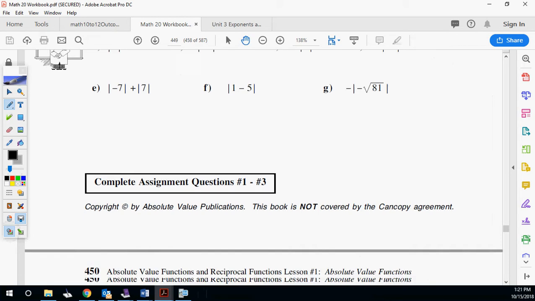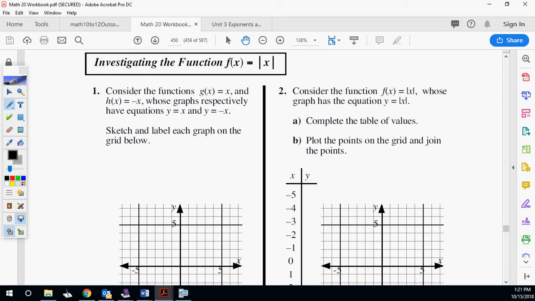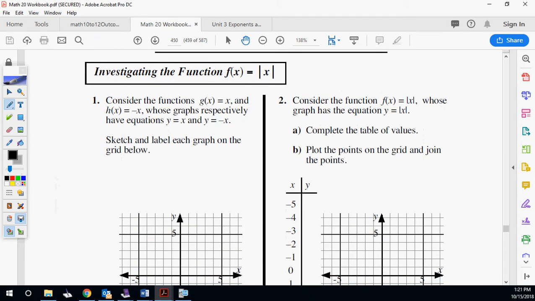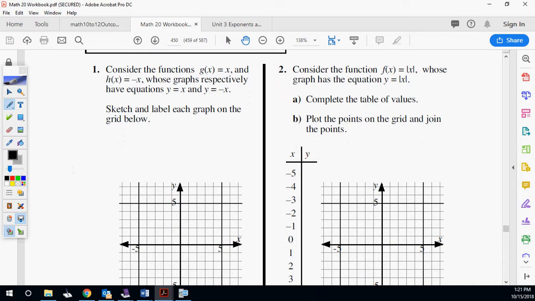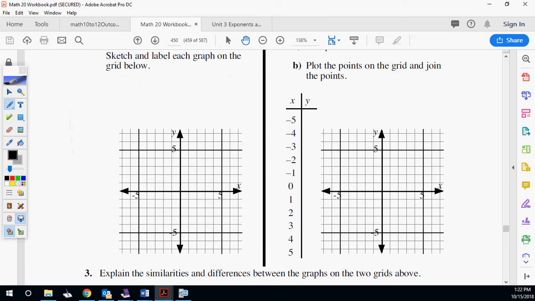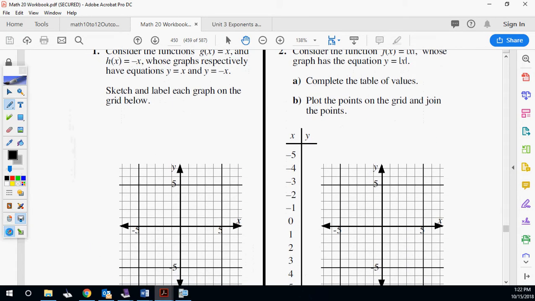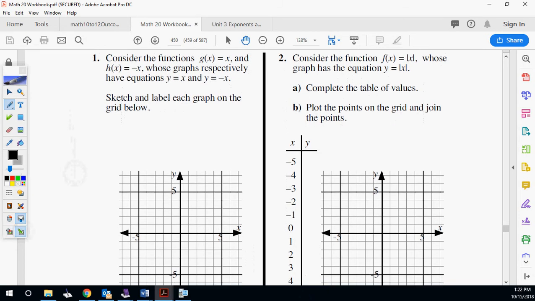All right, let's talk about the graph now. We're talking about graphing f of x equals absolute value of x. To do that, we're going to look at the graph of x and the graph of negative x. It asks me here to graph just x, which is just a line, and we're going to graph negative x, which is also just a line. And they're going to tell you why you're going to do that for the second part.